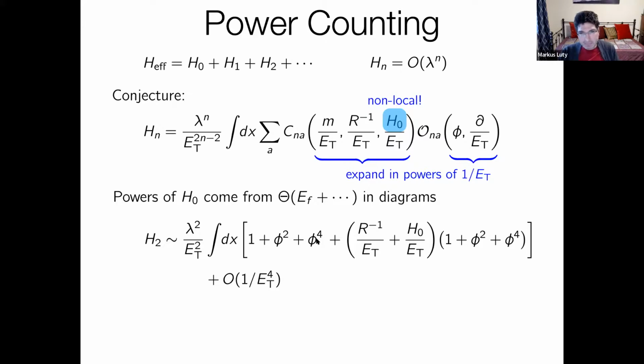Then we start having some terms that are inverse powers of ET, okay? R inverse and H naught, okay? And I guess I should have put M here as well.